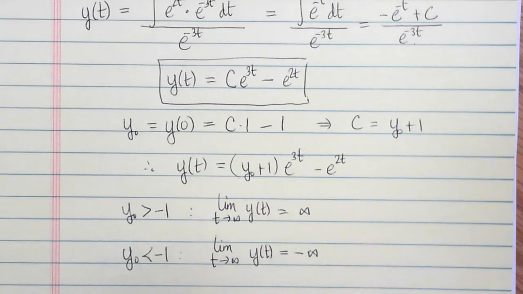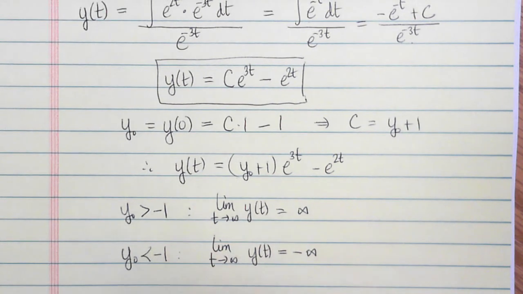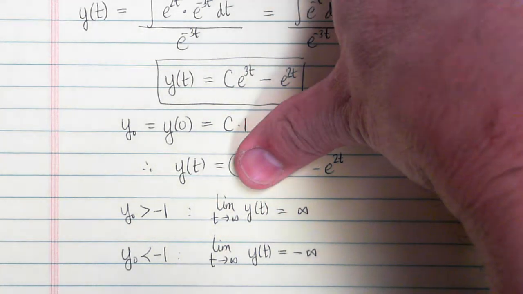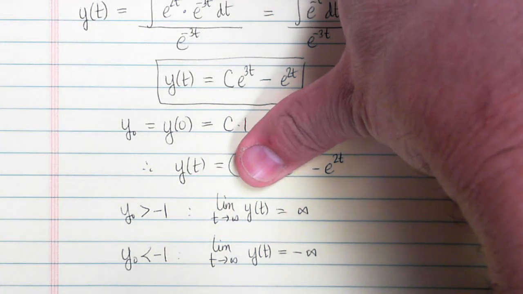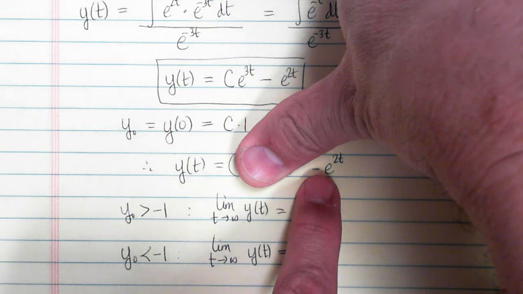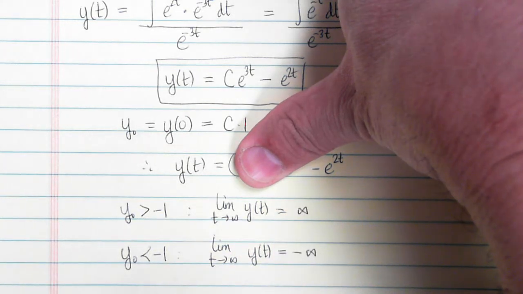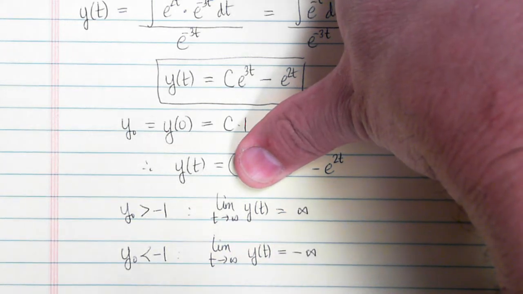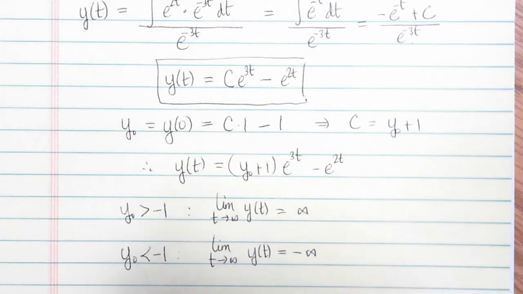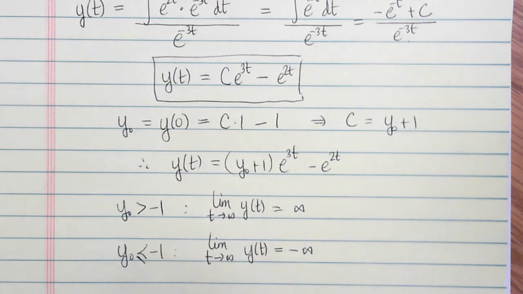Now finally, there's one case left, equals. If y naught equals negative 1, then this part goes away completely, and then y of t is equal to just negative e to the 2t. So when that happens, as t goes to infinity, that also blows up negative. So if y naught is less than or equal to negative 1, it blows up to negative infinity. And if y naught is greater than negative 1, it blows up to positive infinity.